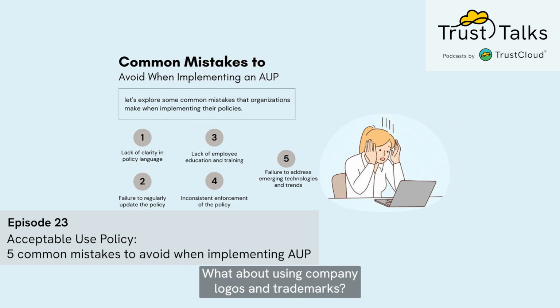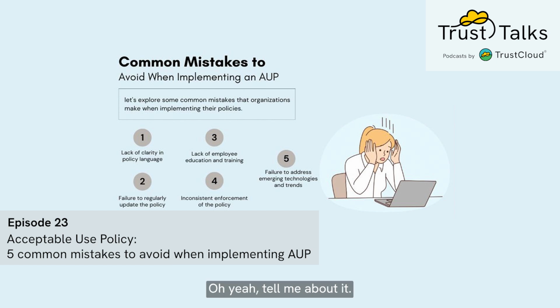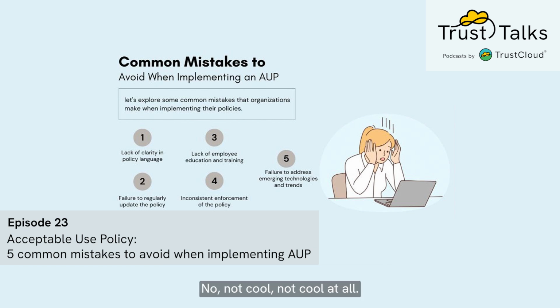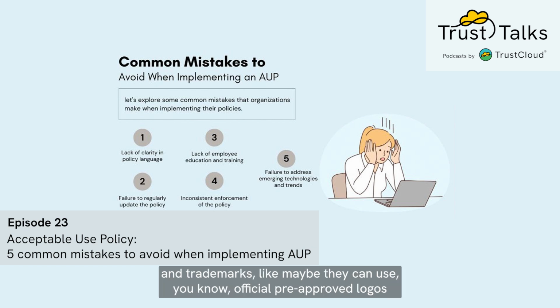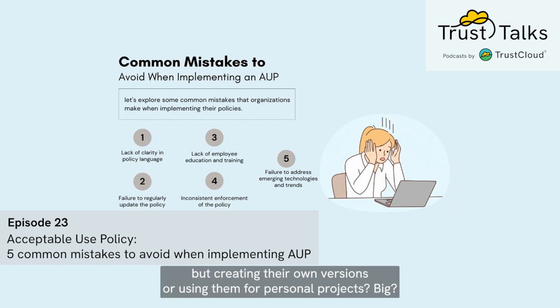What about using company logos and trademarks? I feel like I've seen some pretty questionable stuff out there. Oh, yeah. Tell me about it. I once saw somebody selling T-shirts with a slightly altered version of a famous company's logo. Oh. Not cool. Not cool at all. So how do you address that in the AUP? Well, I think it's really important to make it crystal clear how employees can and cannot use those company logos and trademarks. Maybe they can use official pre-approved logos and marketing materials, but creating their own versions or using them for personal projects. Big no-no.